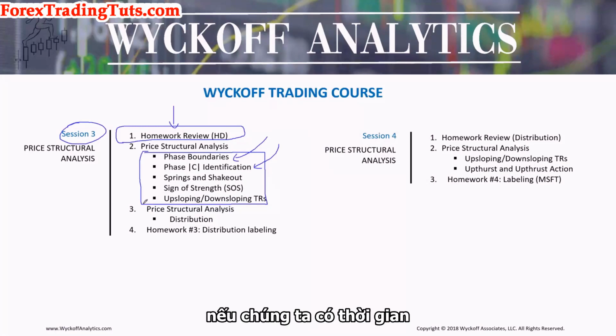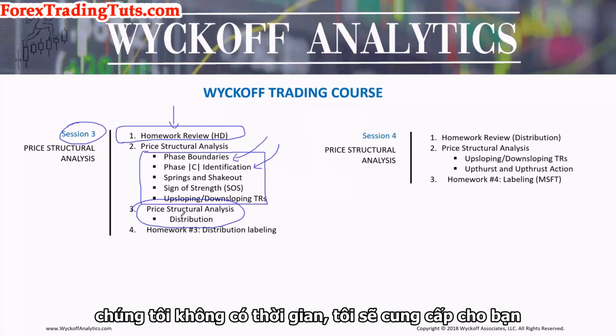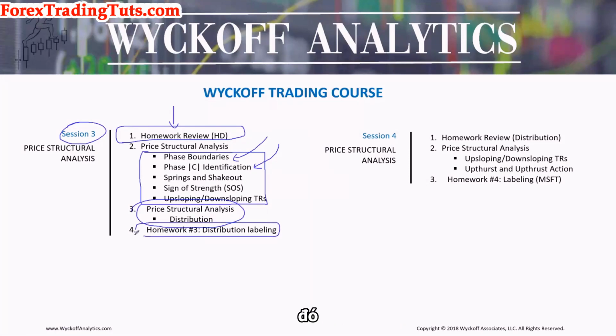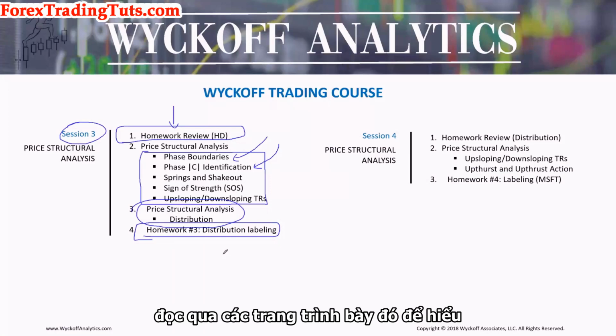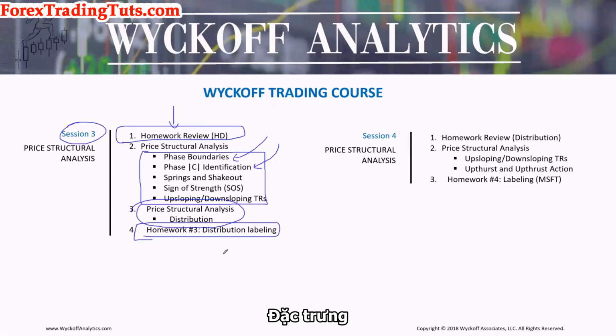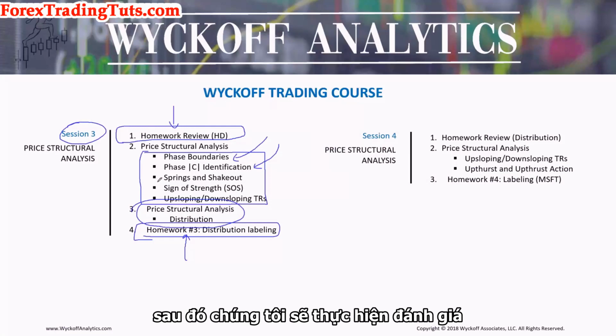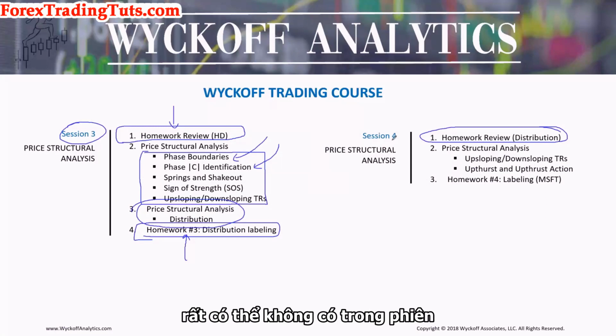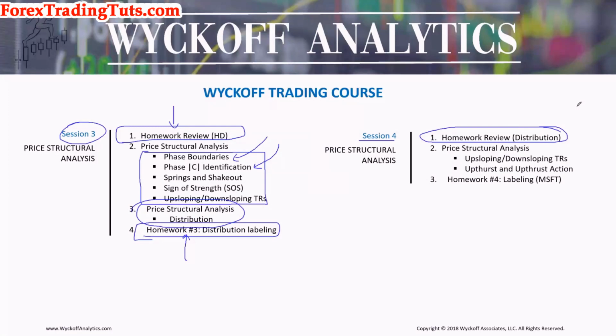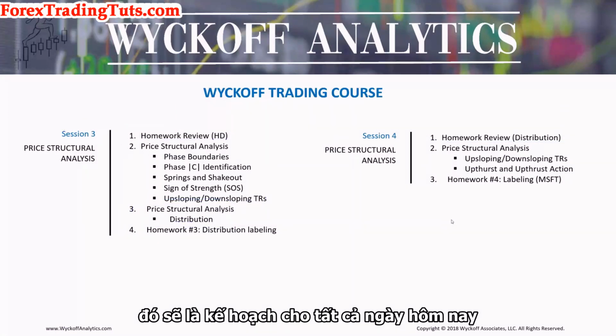If we have time, we will talk about the distribution. If we don't have time, I'm going to give you that homework on the distribution. I'm going to give you the slides on the distribution. Your homework will be to read those slides through, to understand all of the Wyckoff events in the distribution, to know the characteristics of those events, and then apply them to the homework. And then we're going to do the review, the same review as we've done with Home Depot. Most likely, maybe not in session number 4, but maybe session number 5. So that's going to be the plan for today.